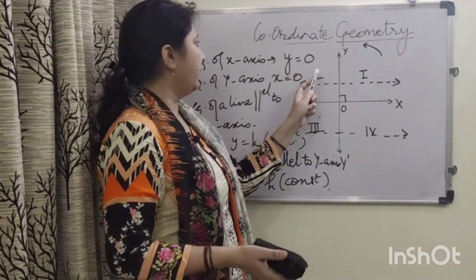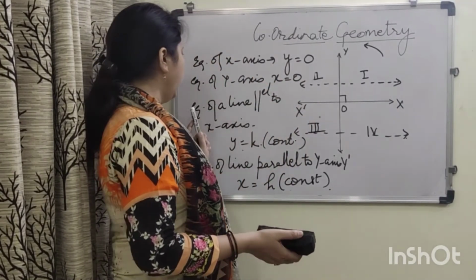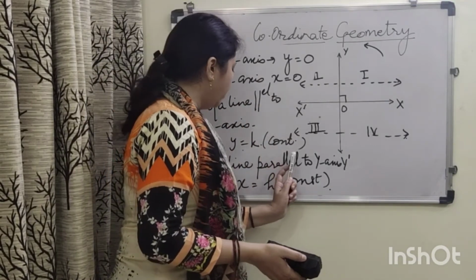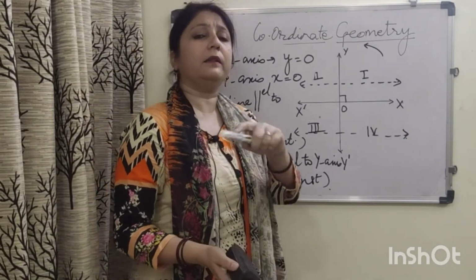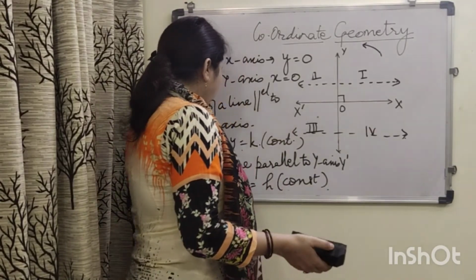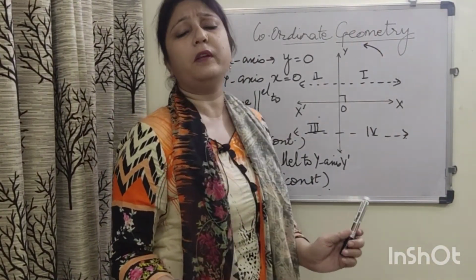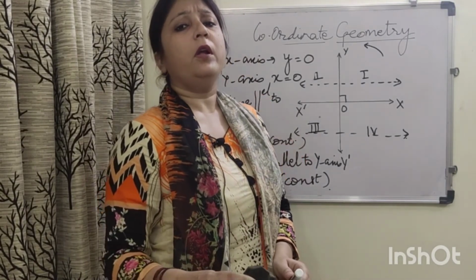Equation of x-axis, y equals 0. Equation of y-axis, x equals 0. Equation of a line parallel to x-axis is y equals k, where k is a constant. That means a numeric that can attain positive as well as negative value. Equation of a line parallel to y-axis is x equals h. Again, h can be a positive or a negative numeric.